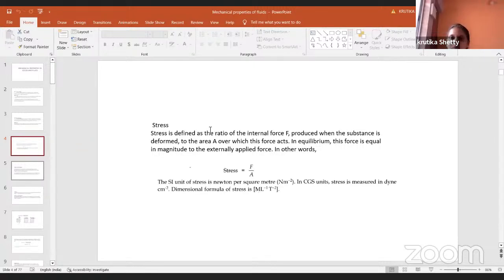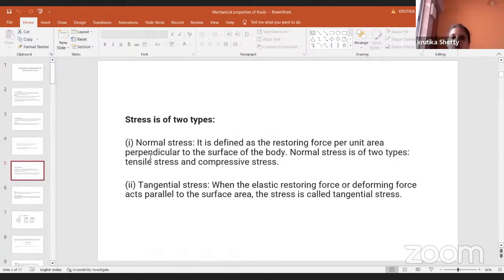What are the types of stress? That is, normal stress is there. So what do you mean by normal stress? It is defined as the restoring force. So for any stress, here we are mainly looking at two types, that is normal stress and tangential stress. For any stress, the formula is that the stress is given by force by area.